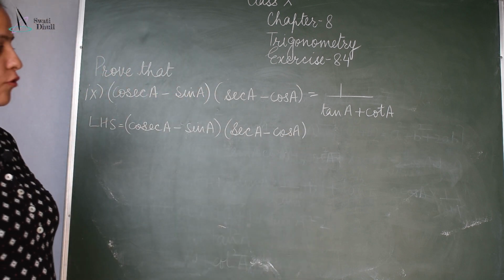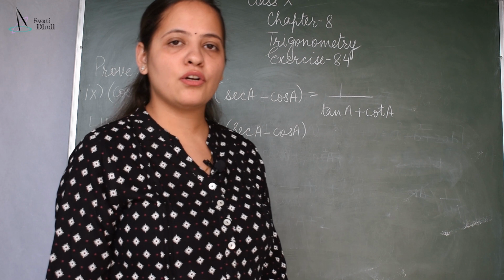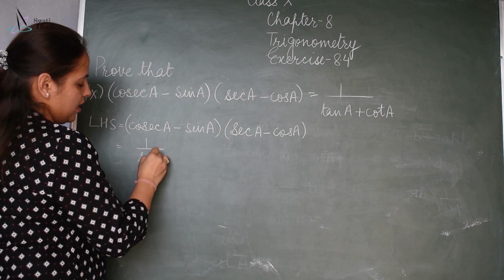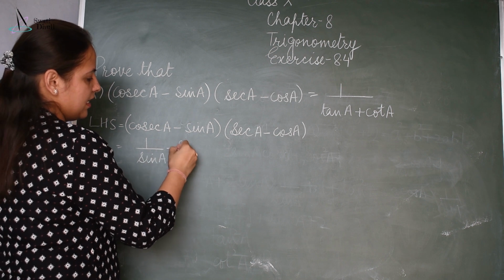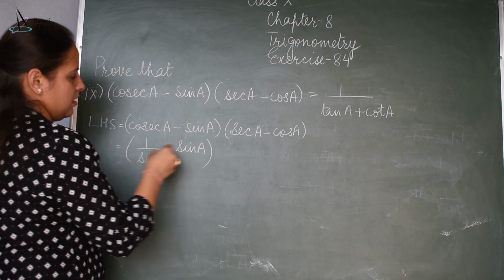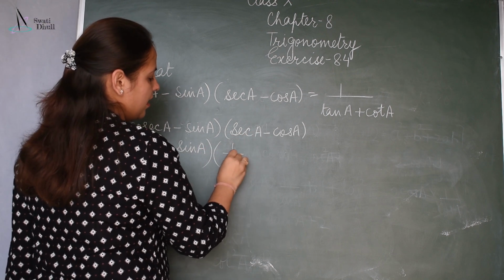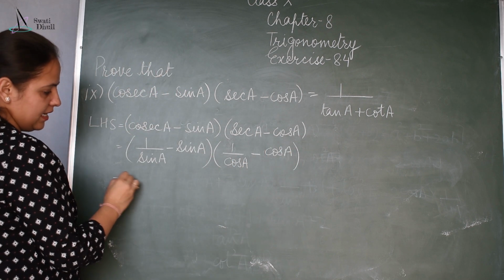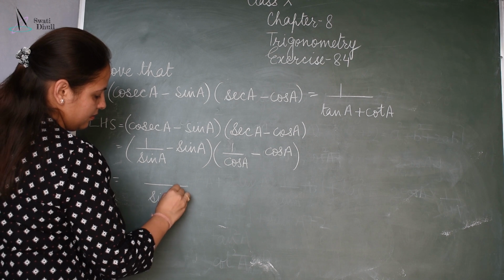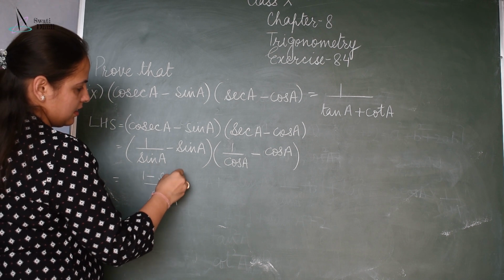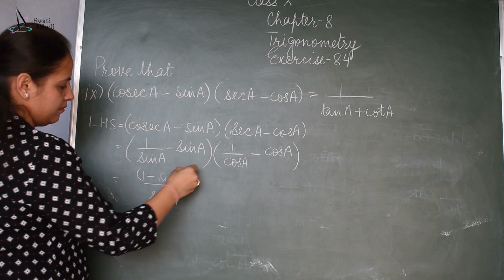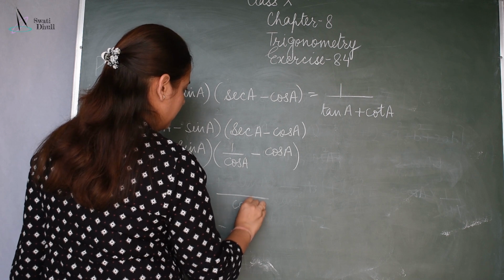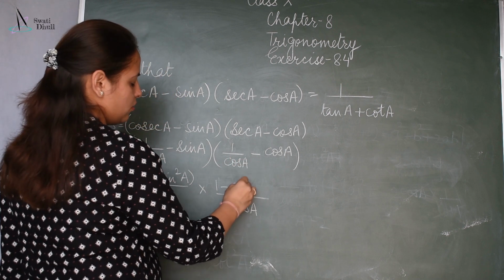Now I had told you what you have to do is, you have to change in sin and cos. So here cosecant A can be written as 1 upon sin A, into secant A is 1 by cos A minus cos A. Now take LCM, what you will get here, sin A, so it will be 1 minus sine square A into again cos A and 1 minus cos square A.